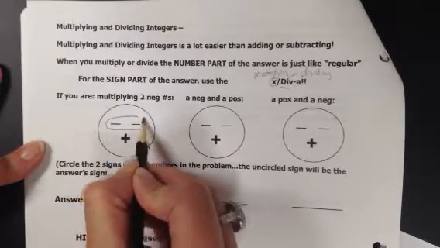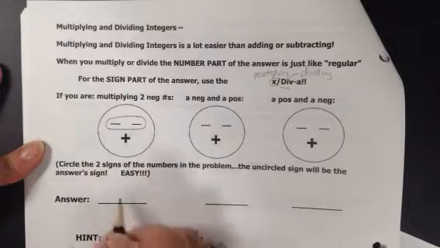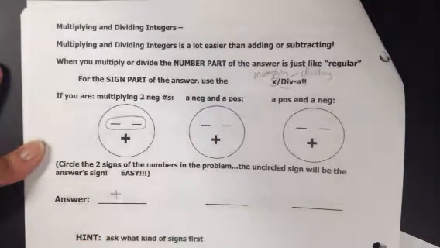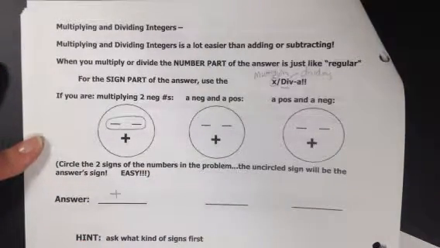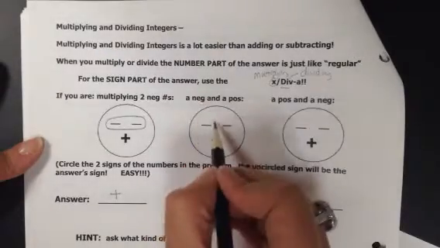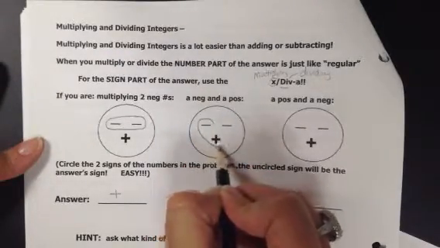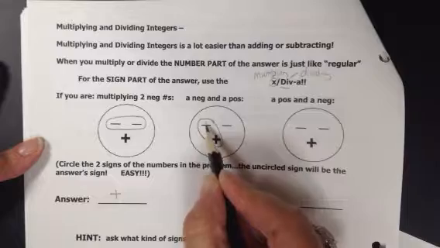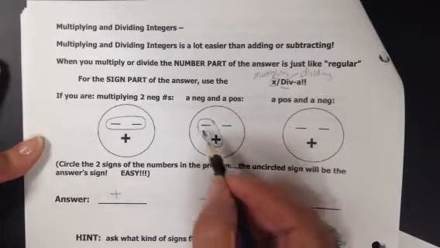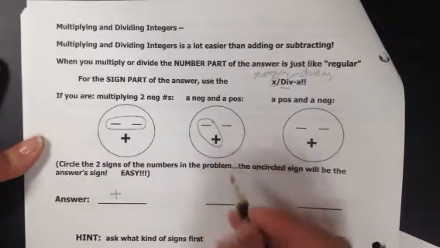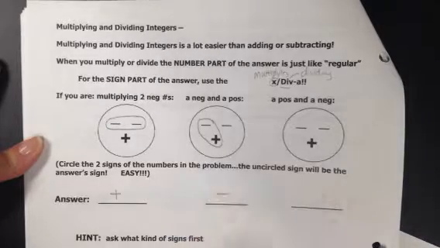If you're multiplying two negative numbers, what you do for this X diva is you circle the two negatives, and then what you're left with is positive, so the answer will have a positive sign because that's what's left over. If you're multiplying a negative times a positive, you circle the signs that are in the problem, and the answer's sign, again, is the one that's uncircled. So that answer would be negative.